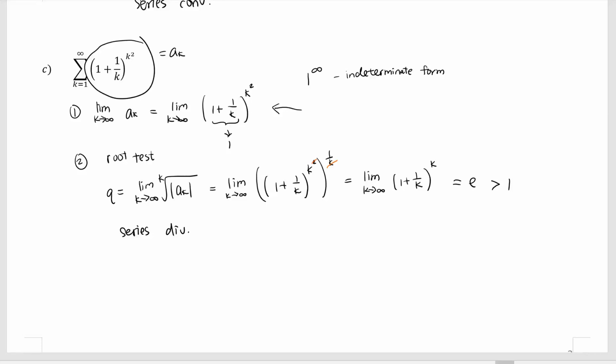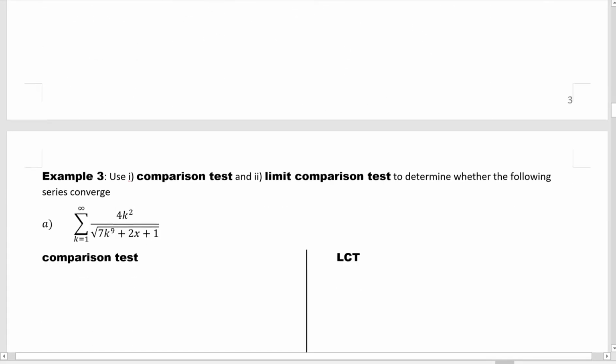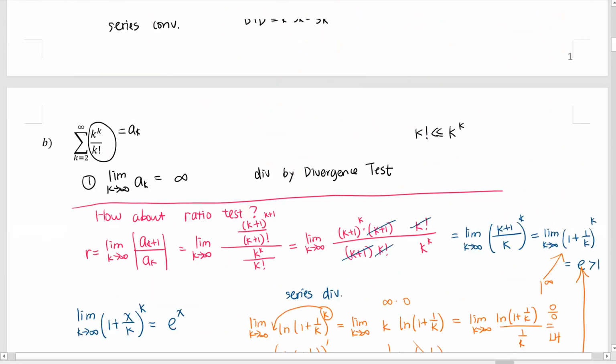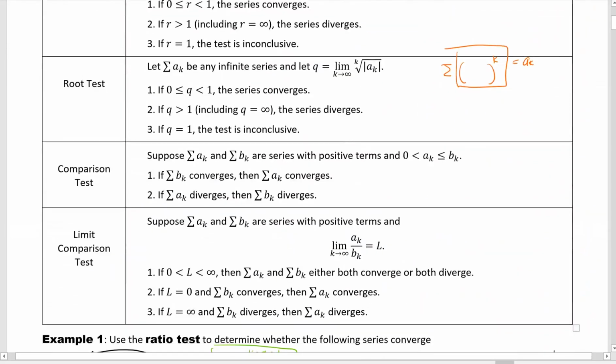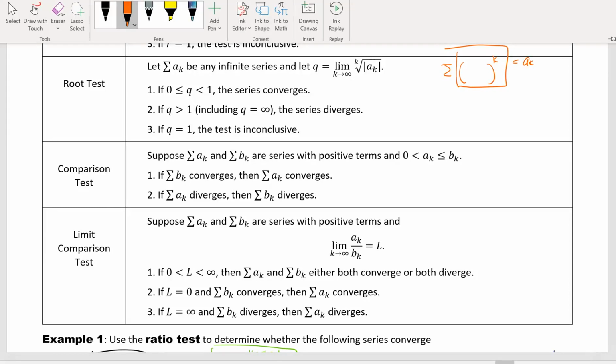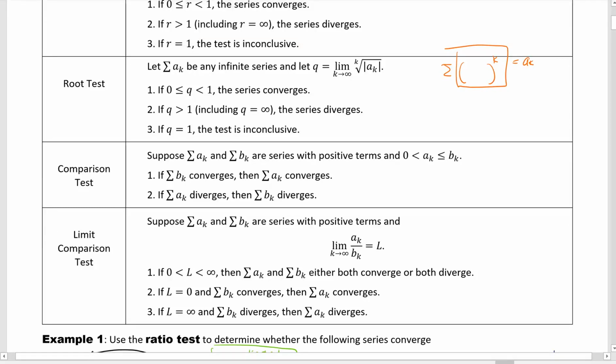All right, next, let's look at the comparison test and the limit comparison test. We talked about the ratio test and the root test. Now let's look at two different kinds of comparison test. So the comparison test. Let me change the color. Suppose we have the series a sub k. This is what we are looking for, the unknown series.